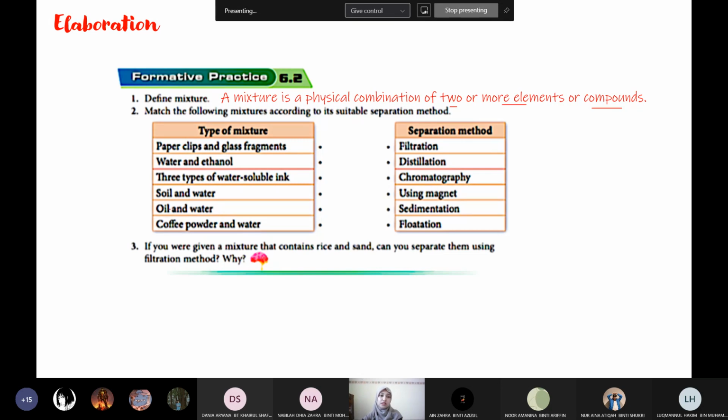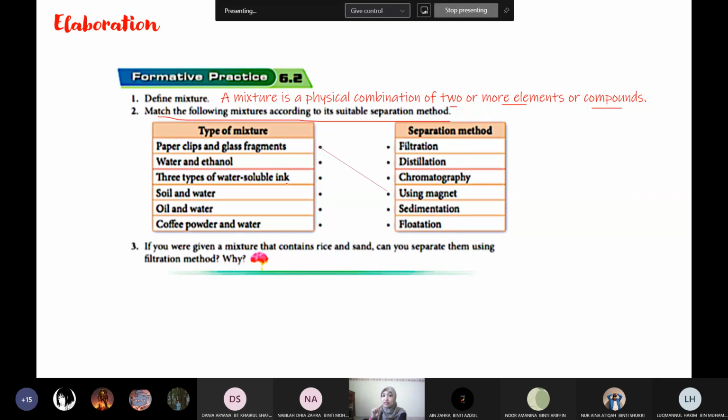Okay, next. Let's go through it together. This question: match the following mixture according to its suitable separation method. So this is the type of mixture, this is the separation method. We want to see what separation method each one has. For number 1, paper clips and glass fragment. We can use a magnet. Very good, we can use a magnet to separate paper clips and glass fragment.